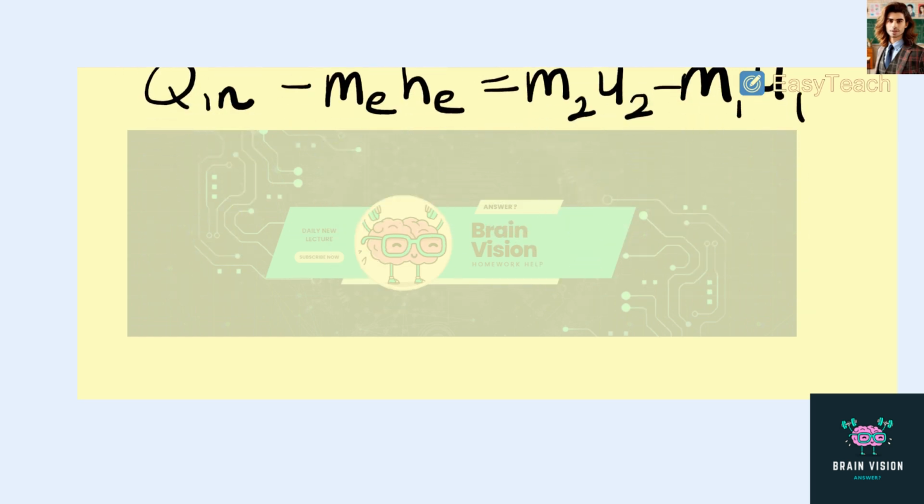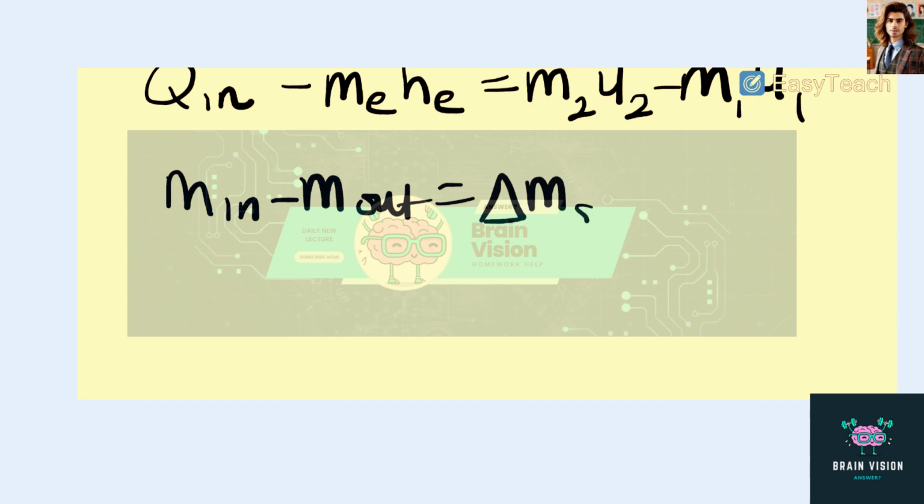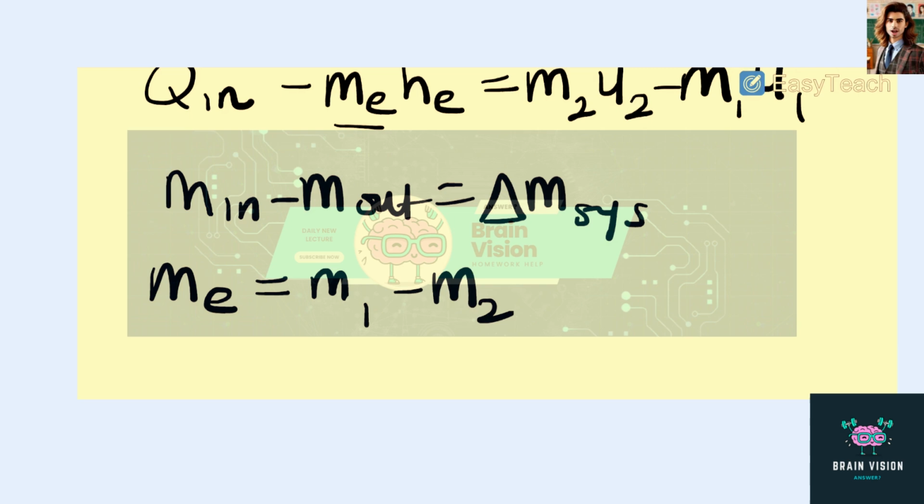We can also do a mass balance: the mass coming in minus the mass coming out is the change in mass of the system. The mass exiting, which we'll call ME, is equal to M1 minus M2, following the same designations we described before.